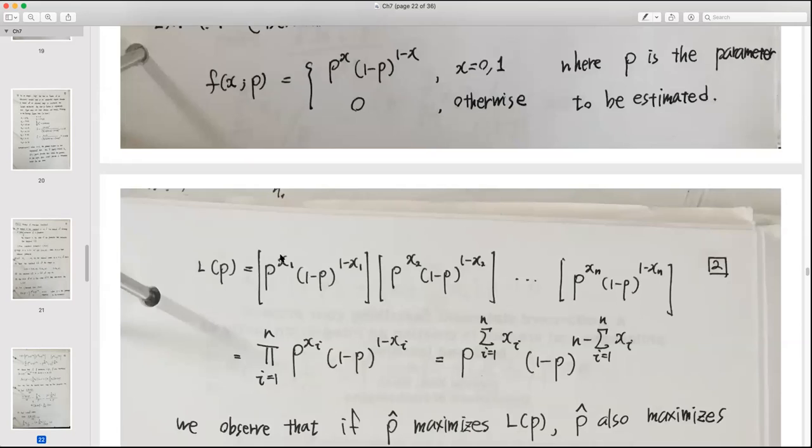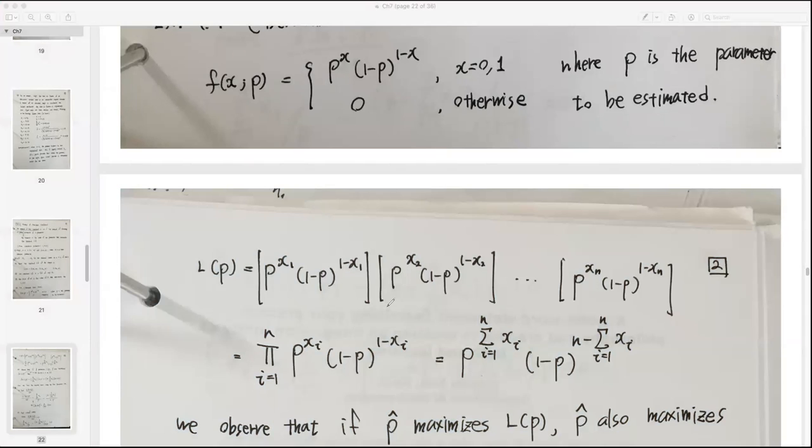That's going to be p to the x1 times 1 minus p to the 1 minus x1. This is f of x1; p. The second bracket represents f of x2; p, through f of xn; p.